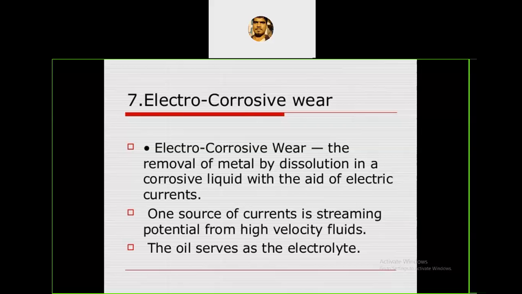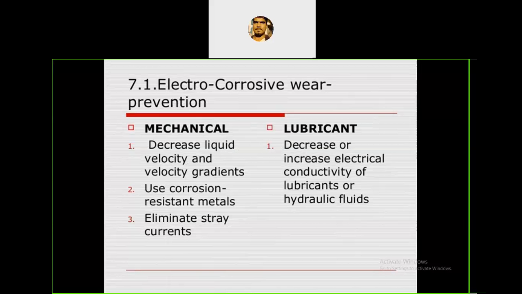If the atoms are dissolving, indirectly it means loss of material. If there is loss of material, what is it? It is wear. If any material is lost, it is wear. And here the atoms or ions are lost, and indirectly the material is also lost. And the prevention is to decrease the liquid velocity and velocity gradients. You have to decrease the liquid velocity, meaning the flowing rate. You have to reduce the flowing rate, one thing.